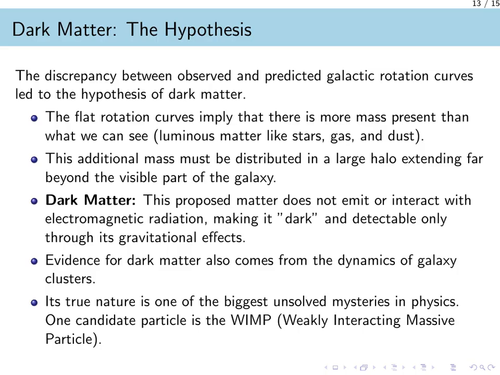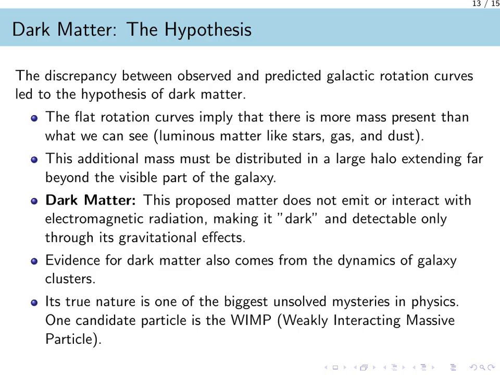The flat rotation curves we observed for galaxies present a profound puzzle, leading physicists to propose a radical new idea: the existence of dark matter. The fact that stars in the outer regions of a galaxy are moving so quickly implies that there is far more gravitational pull, and therefore more mass, than can be accounted for by all the visible matter like stars, gas, and dust combined. To explain this, the hypothesis suggests that galaxies are embedded within a massive, spherical halo of this unseen substance. This dark matter halo extends far beyond the visible galactic disk.